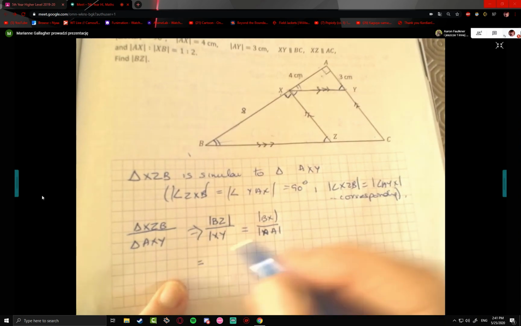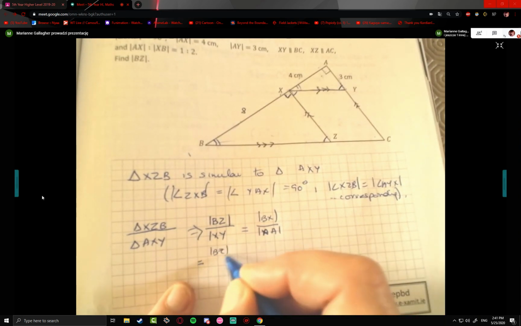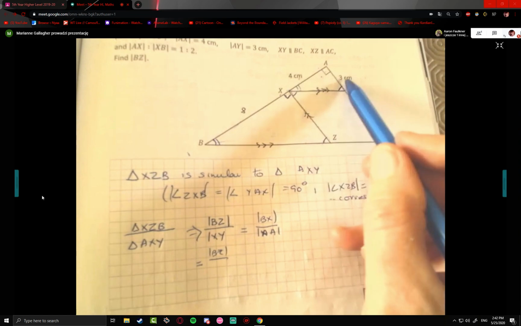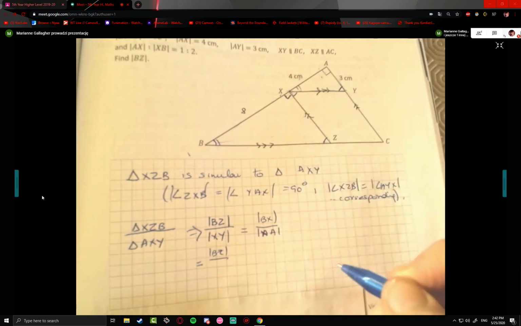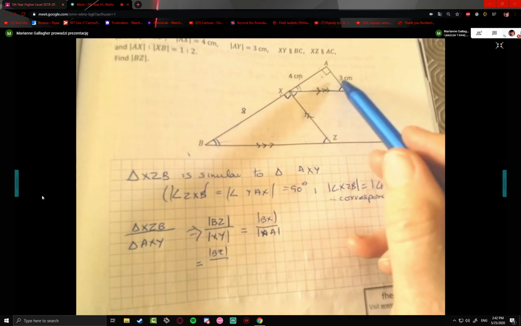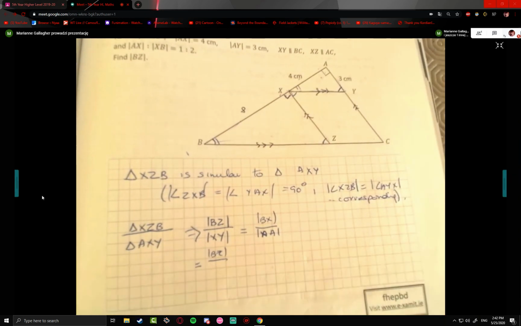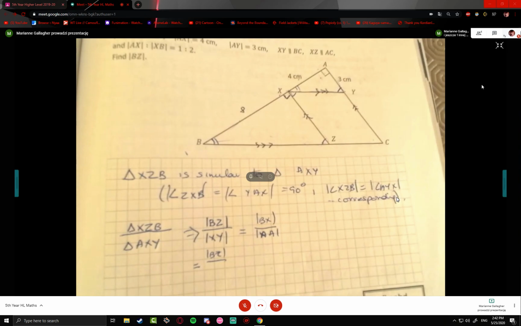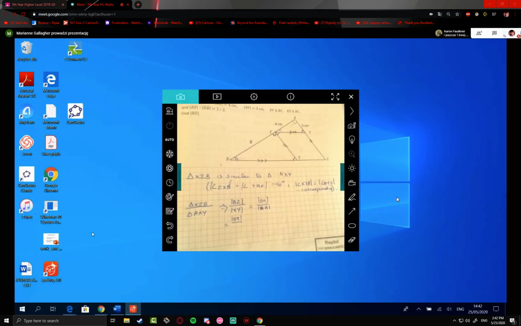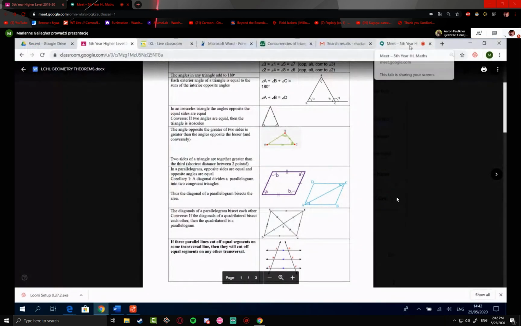Now, BZ is what we're trying to find out. XY, we don't know it, but we can work it out. Do you recognize, if this is 3 and this is 4, what this one is going to be? In a right angle triangle, if one side is 3 and the other side is 4, it's a Pythagorean triple, remember those?